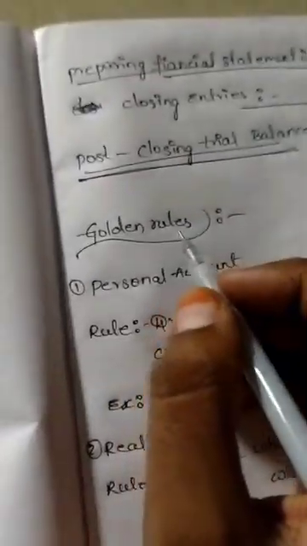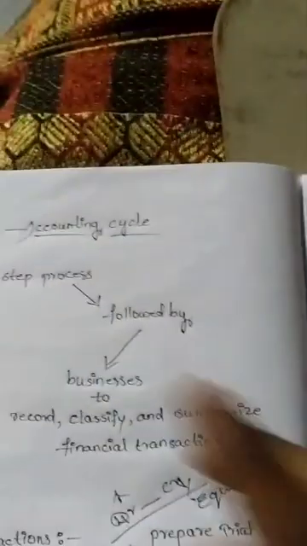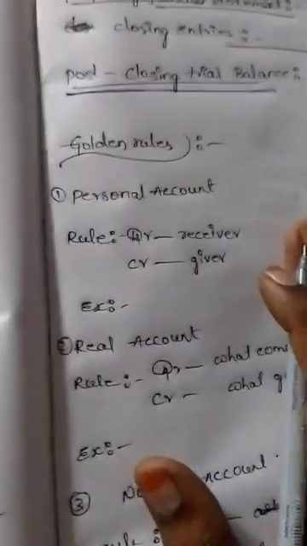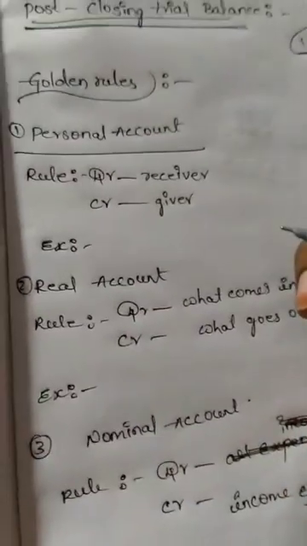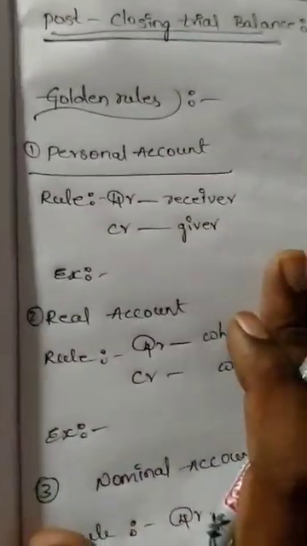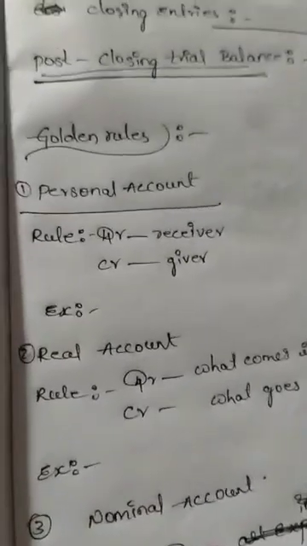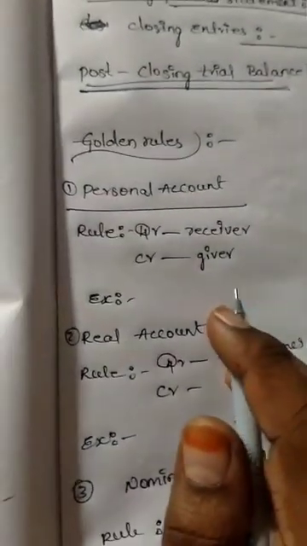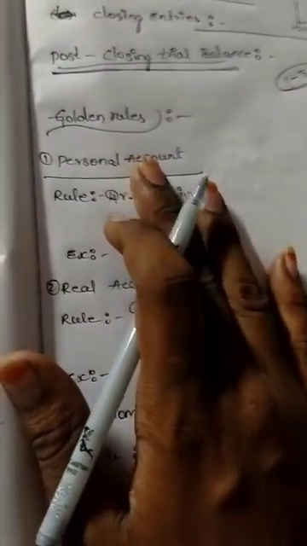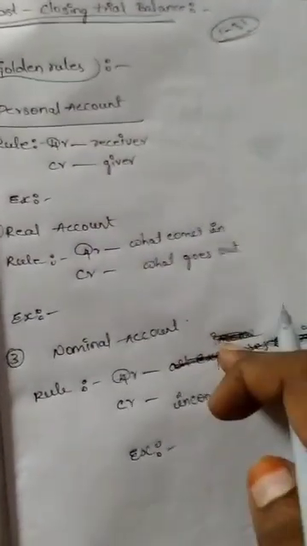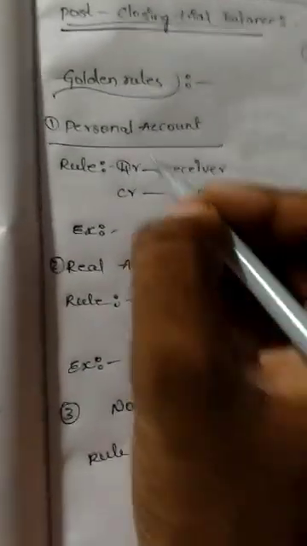Next, when we talk about the accounting cycle, there are golden rules. They are also known as rules for accounting. So the first one is the personal account. Personal account is very important in accounting. Mainly all the golden rules are about three main accounts: personal account, real account and nominal account. First of all, when we talk about the personal account, we have two rules.